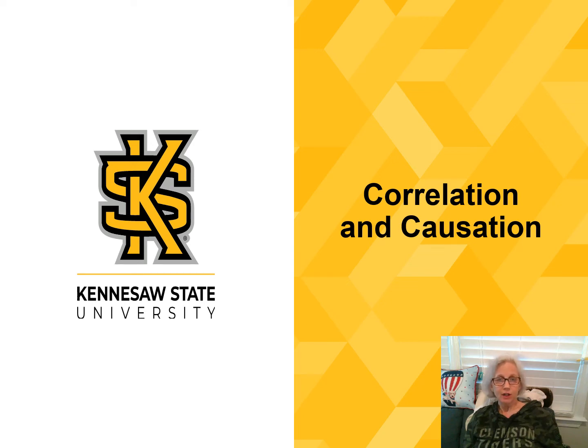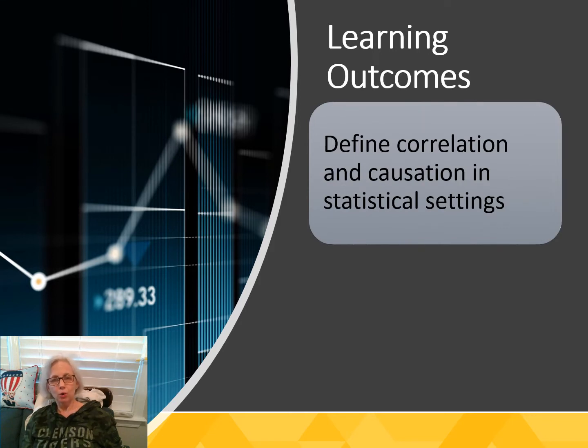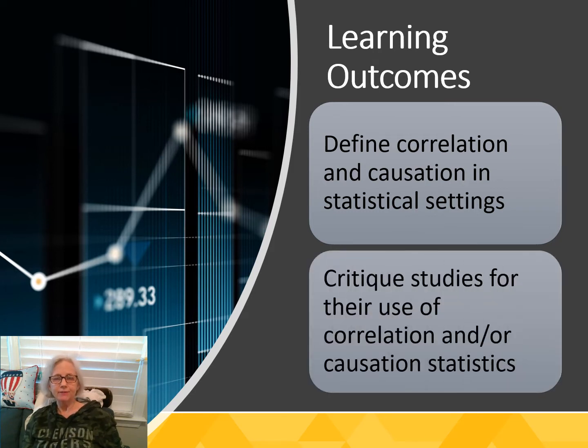Correlation and causation. The learning outcomes include define correlation and causation in statistical settings, and critique studies for their use of correlation and/or causation statistics.